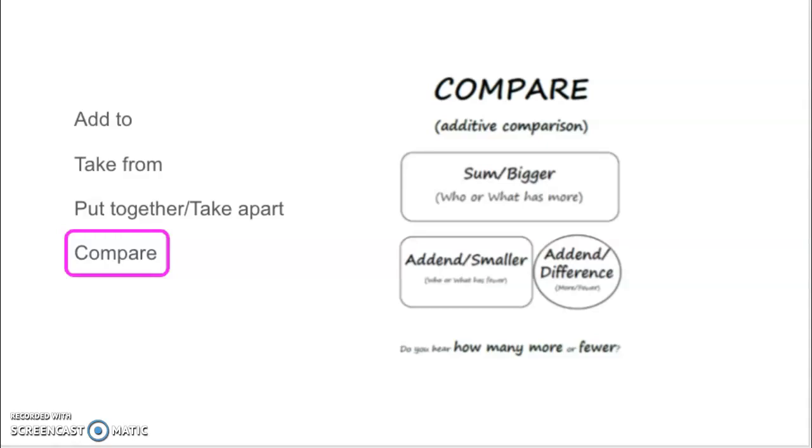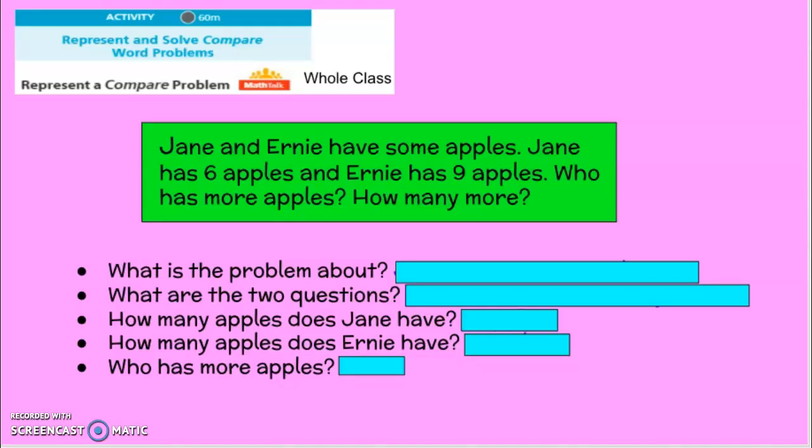So let's take a look at a problem. Here, Jane and Ernie have some apples. Jane has 6 apples and Ernie has 9 apples. Who has more apples? How many more? Okay, so did you hear the words how many more?